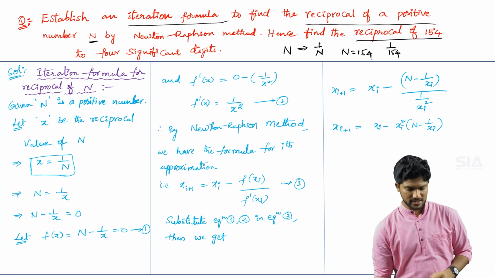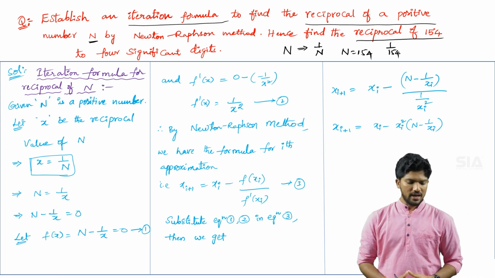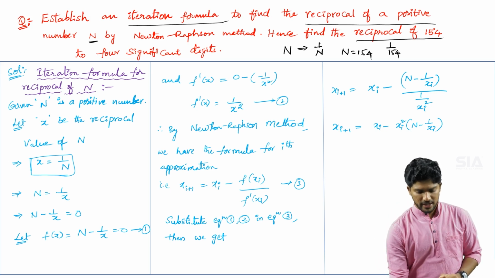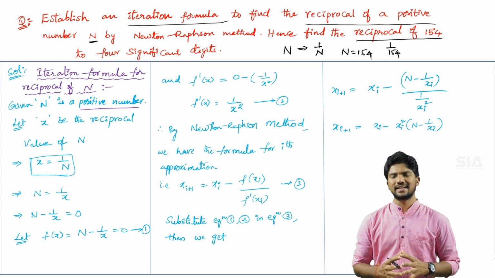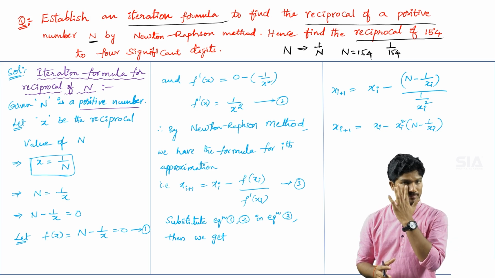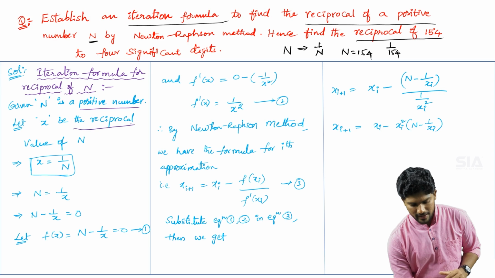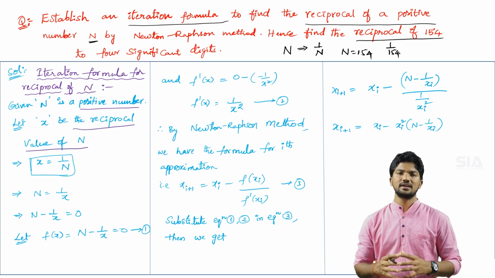Now we can start the solution. Iteration formula for the reciprocal of capital N. Okay, that is the subheading. Given capital N is a positive number or positive integer. From the statement, we have capital N is a positive integer. Let small x be the reciprocal of capital N. I am taking small x as the reciprocal.